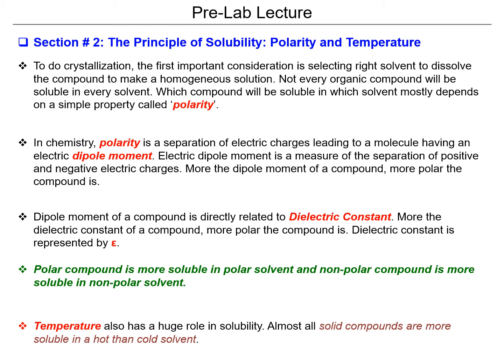So the higher the dielectric constant, when you see that value, that means the molecule you're looking at is more polar. So the higher the number, the more polar. That's all you really need to know about that.